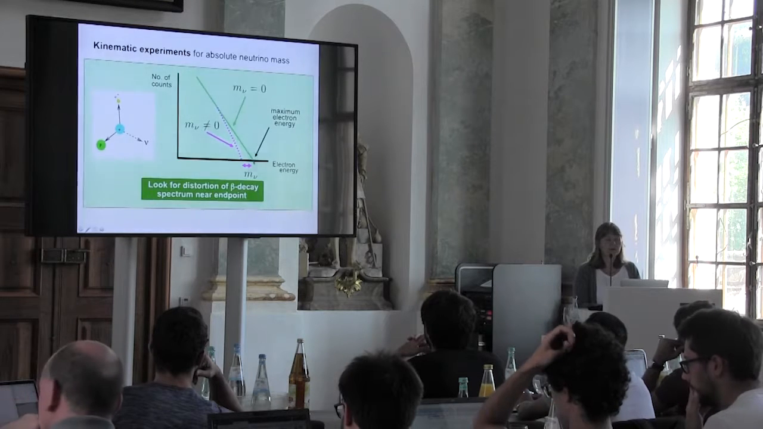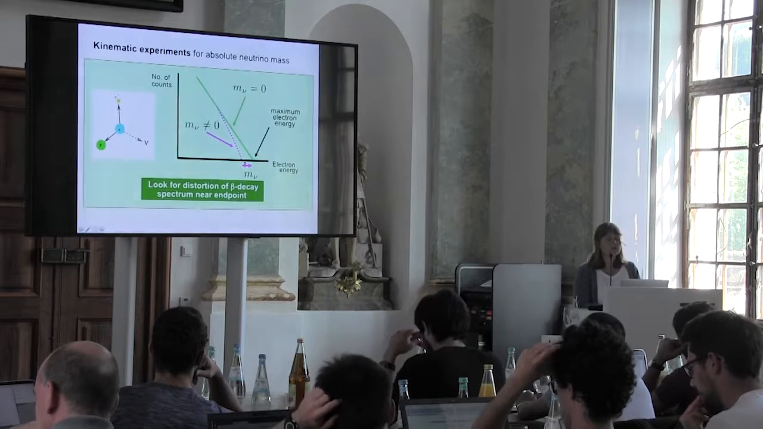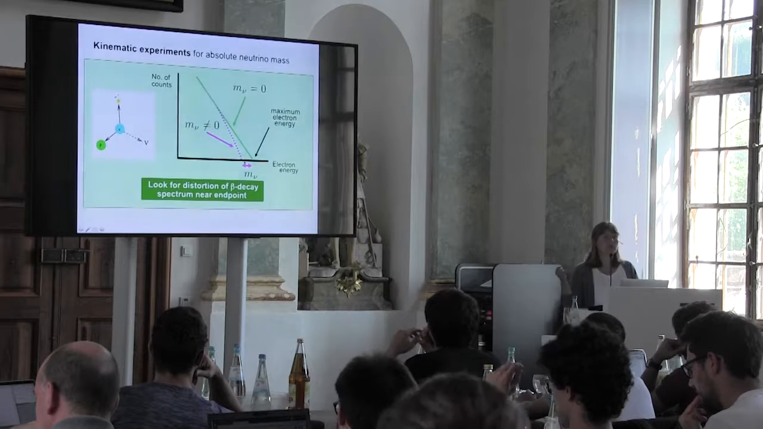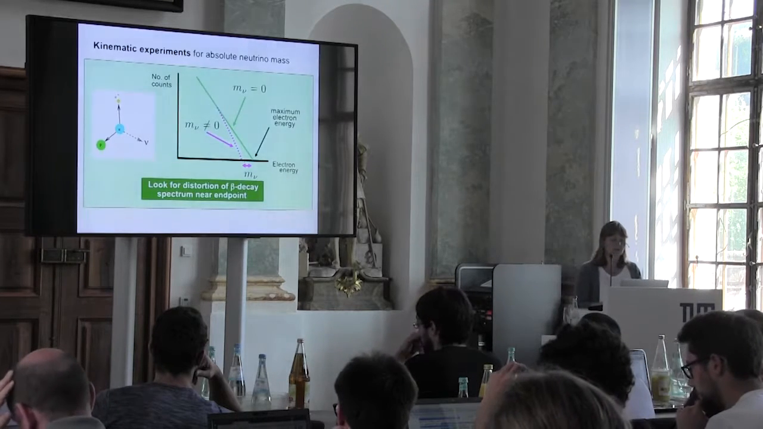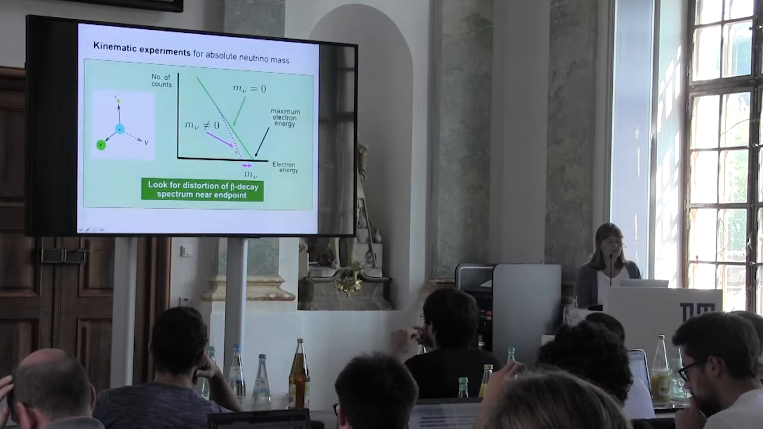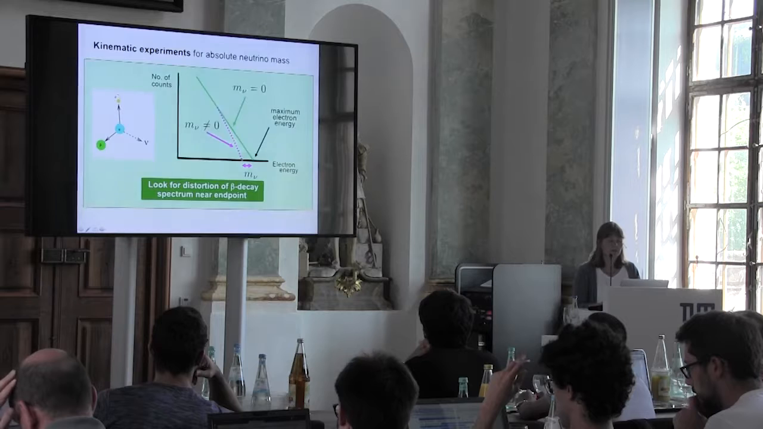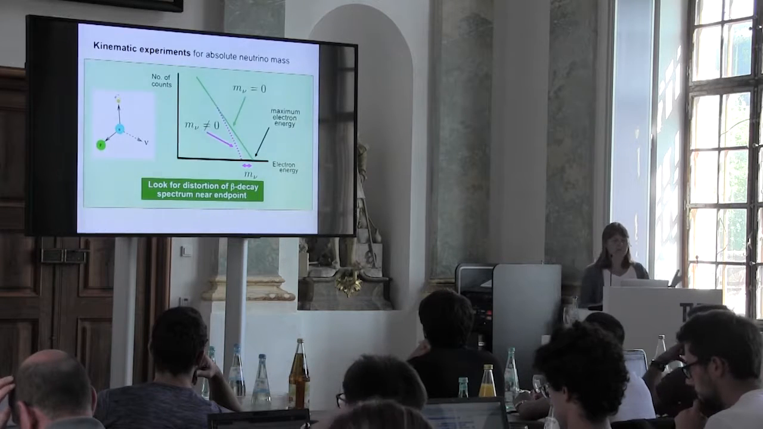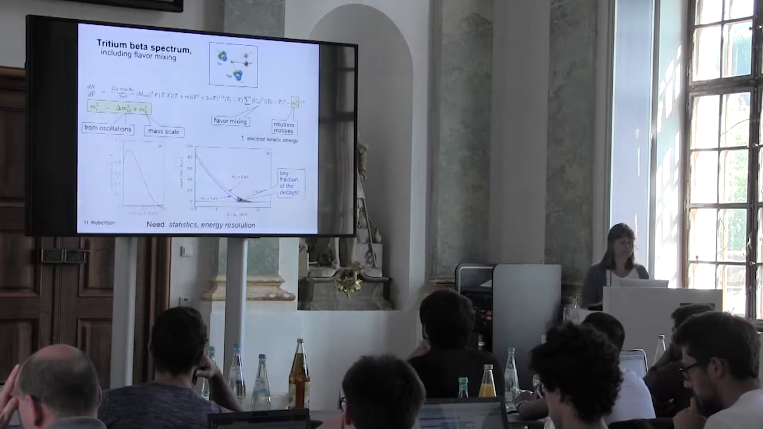Because right at the end point, the maximum possible electron energy you get from this three-body decay is reduced if some of the energy goes into rest mass, is taken away by the rest mass of the neutrino. And so the signature of non-zero neutrino rest mass is a distortion at the end of this spectrum. So that's kind of the generic approach for getting an absolute neutrino mass in the lab.